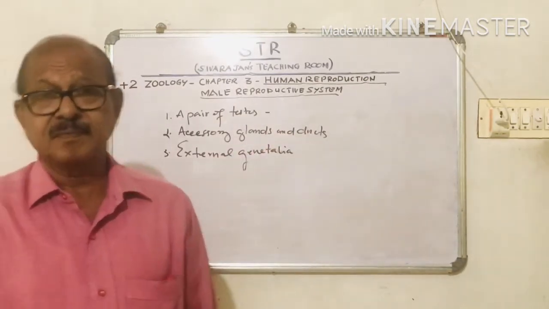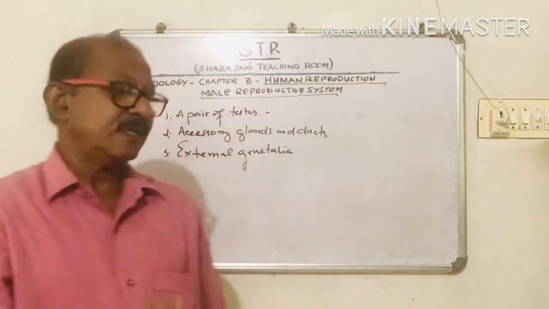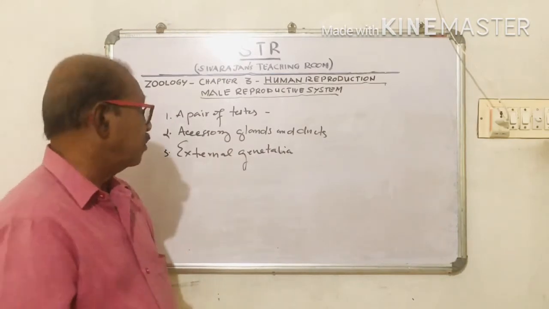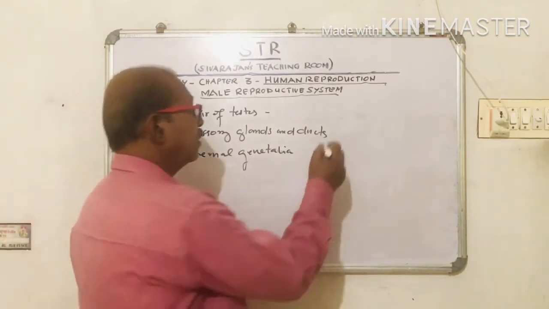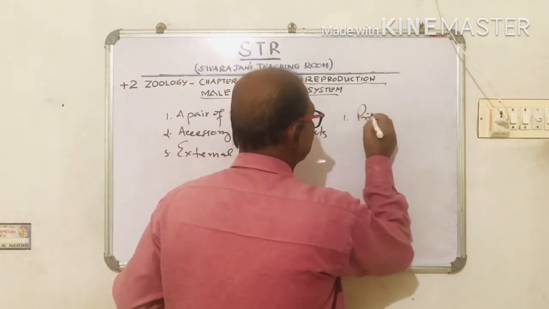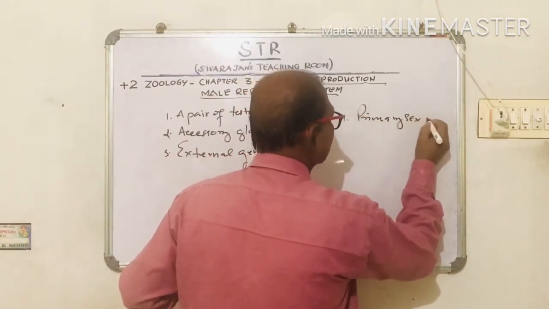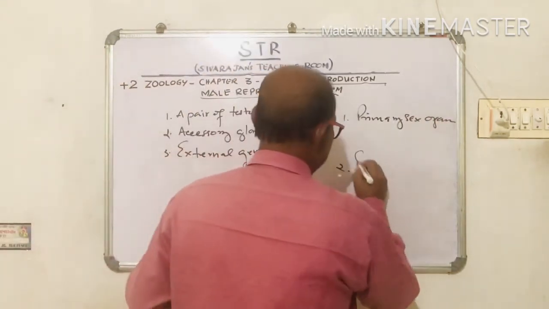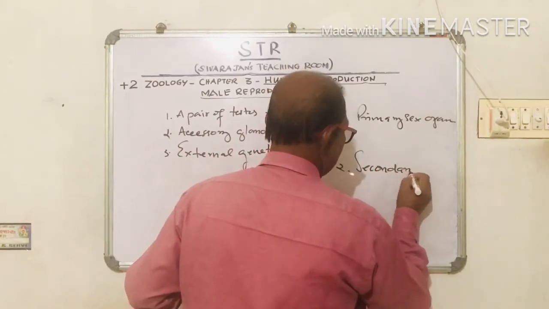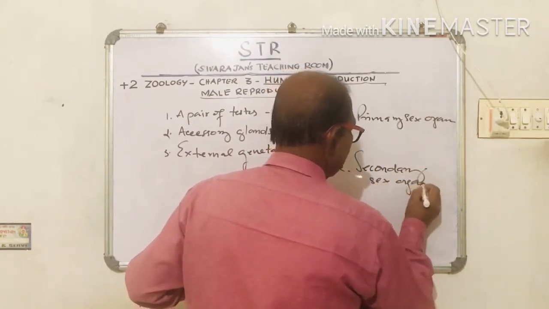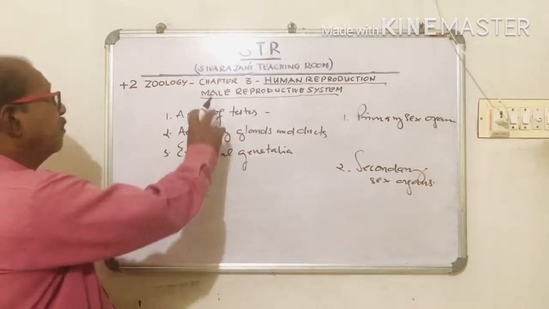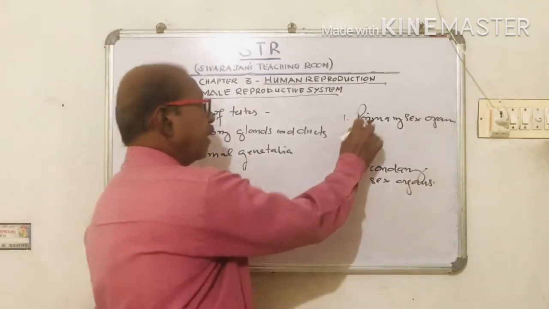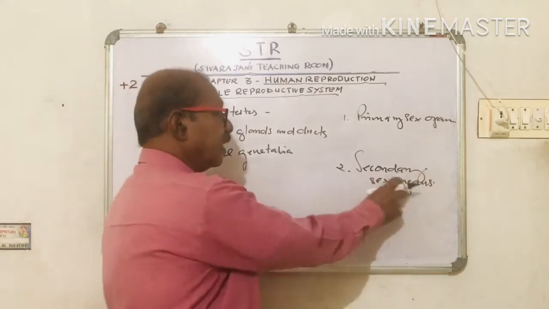These organs can be grouped into categories. All the different organs in the male reproductive system can be grouped into 2 groups. 1, the primary sex organ, and 2, the secondary sex organs.